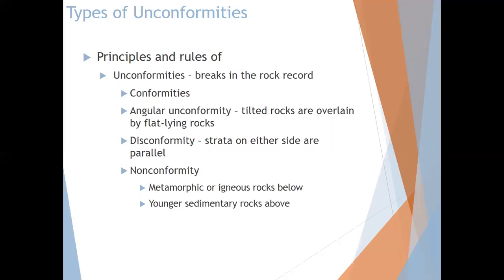Then we have nonconformities. Nonconformities require uplift because what happens is metamorphic or igneous rocks are brought to the surface, and there may be younger sedimentary rocks with them, but erosion is going to lead to these very differently aged rocks being in close proximity to each other.